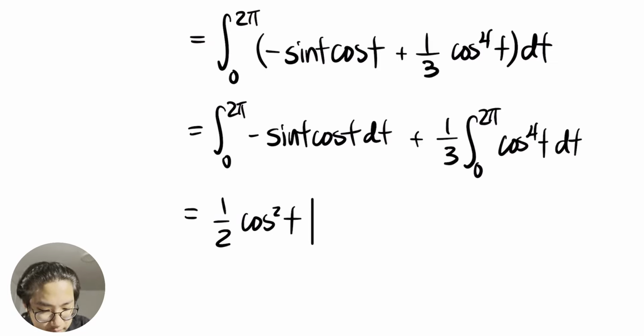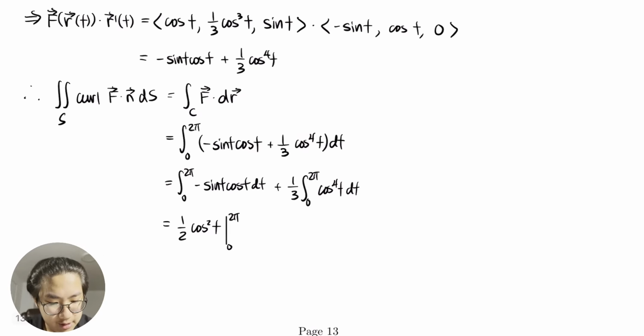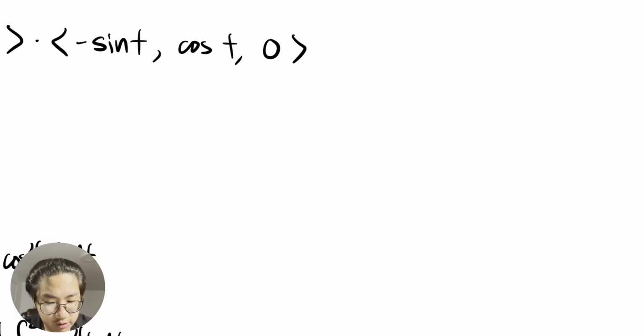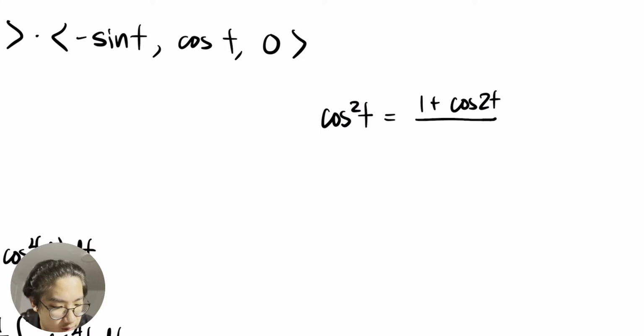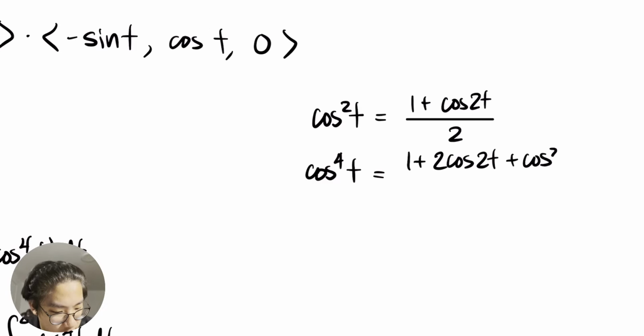This right over here, I'm going to compute on the side. It gets slightly messy. We'll use the quick double angle identity that we saw previously. Cos squared t is equal to 1 plus cos 2t over 2. If we square both sides, we get cos to the 4th t is equal to, this is just a plus b squared, 1 plus 2 cos 2t plus cos squared of 2t, all divided by 4.